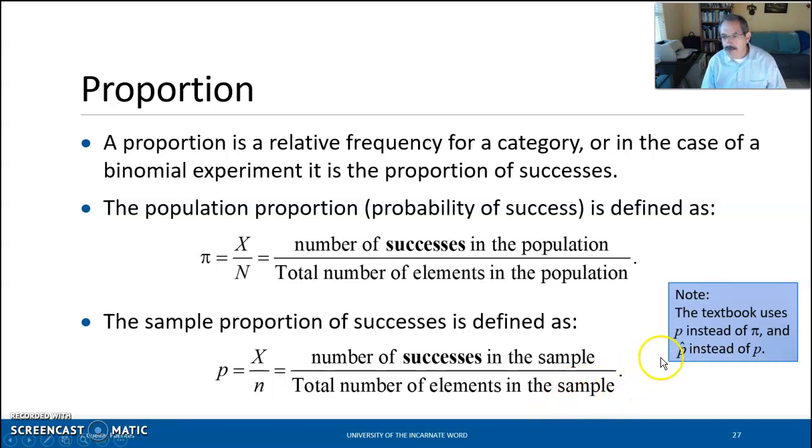I wanted to clarify that the book uses the letter P instead of pi and uses P hat instead of P. I'm staying with the pi and P notation because we started to use that all the way back in Module 3 and Module 5. So please note that discrepancy in symbols between the textbook and what you find on the slides.